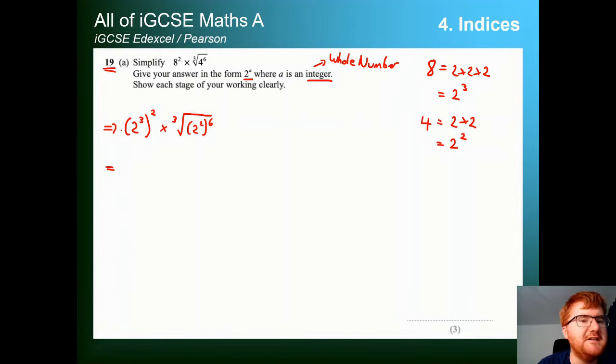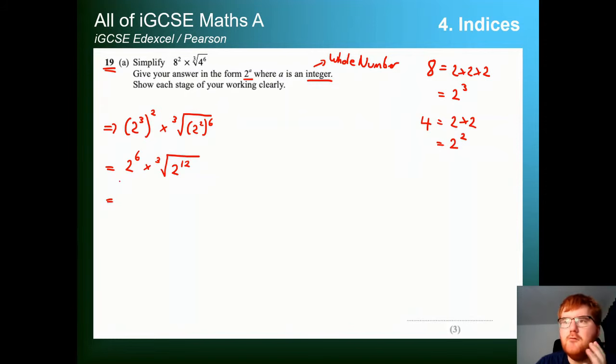Remember, when you have brackets with indices, we multiply them. So 3 times 2 is 6, so we get 2 to the power of 6. We will deal with that cube root, don't worry about it. And then 2 times 6 here is equal to 12, so we get 2 to the power of 12.